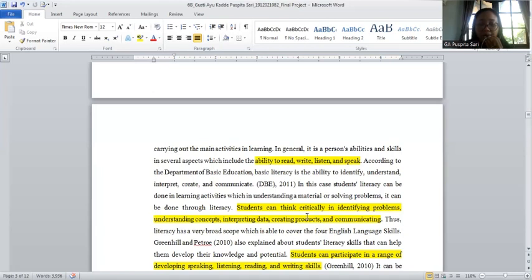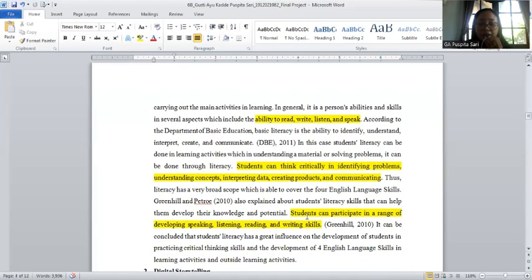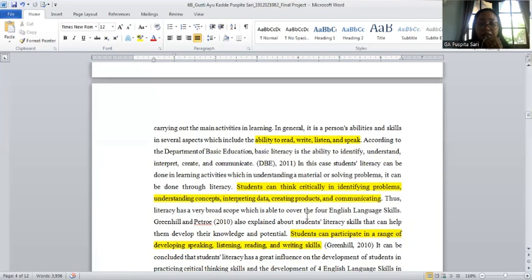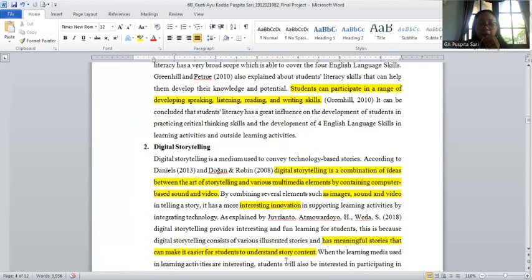Through literacy, students can participate in developing speaking, listening, reading, and writing skills, because literacy is now not only about reading skills. And the second point I put here is about digital storytelling.